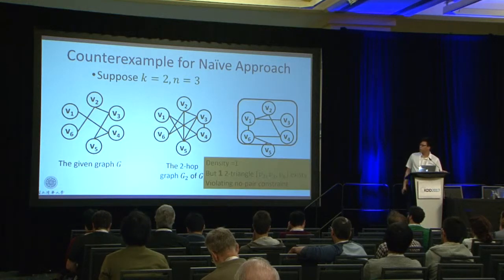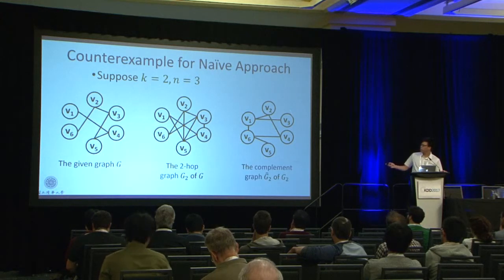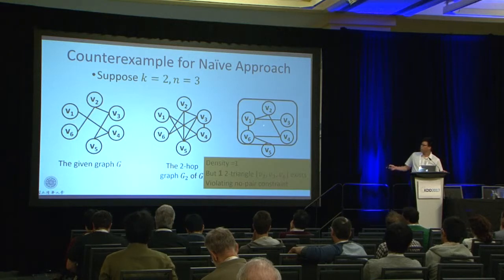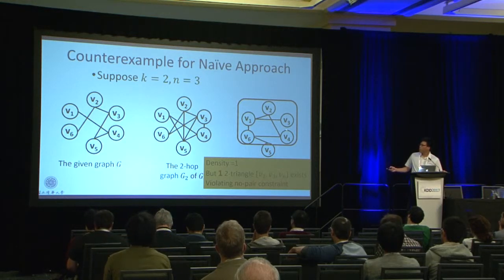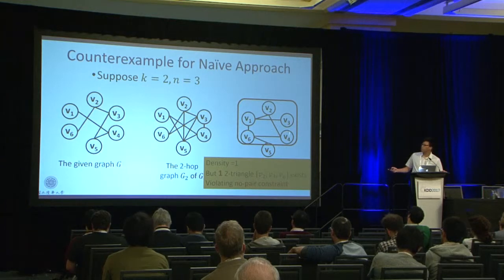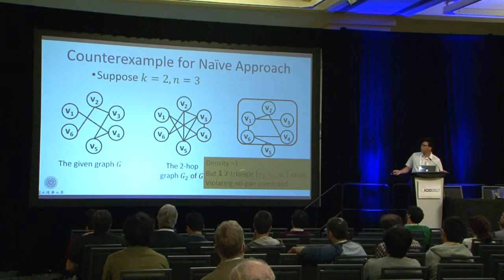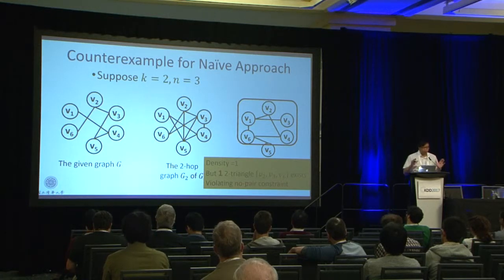This is an example. This is a complete graph we constructed. And the 5 vertices here have density exactly 1. That is, they have 5 vertices and 5 edges. However, when we go back to the original graph, we find there is 1 2-triangle. And indeed, this subgroup violates the no pair constraint. So this naive approach does not work.